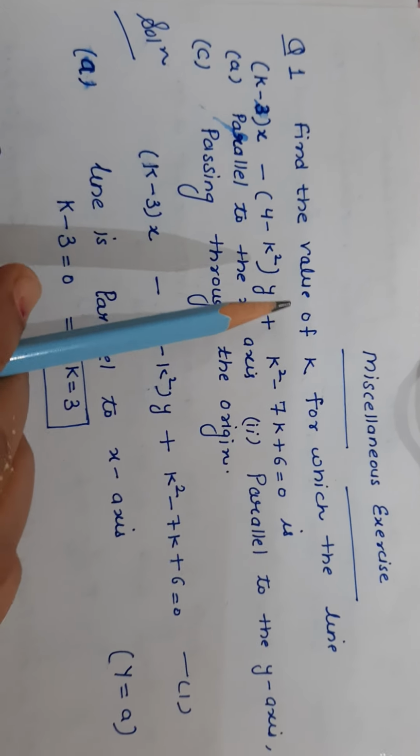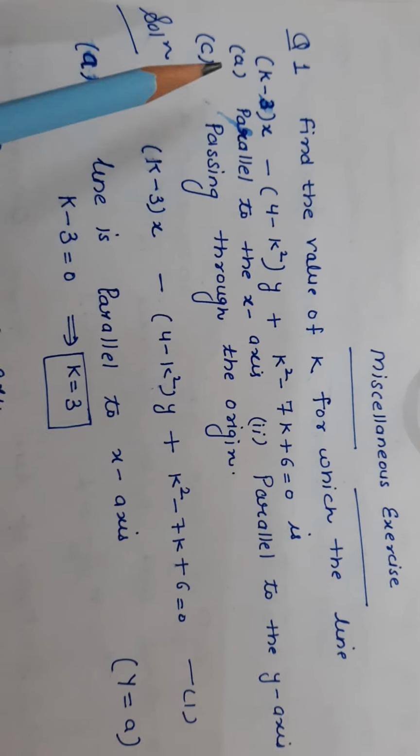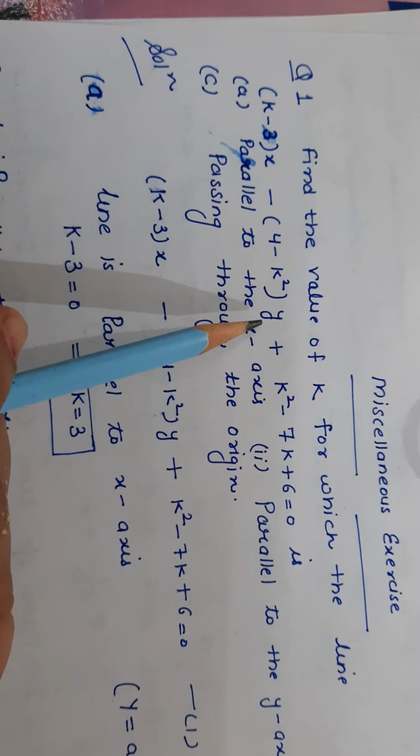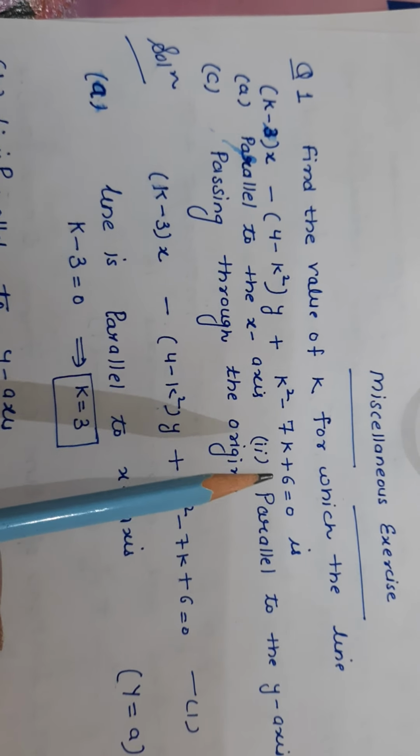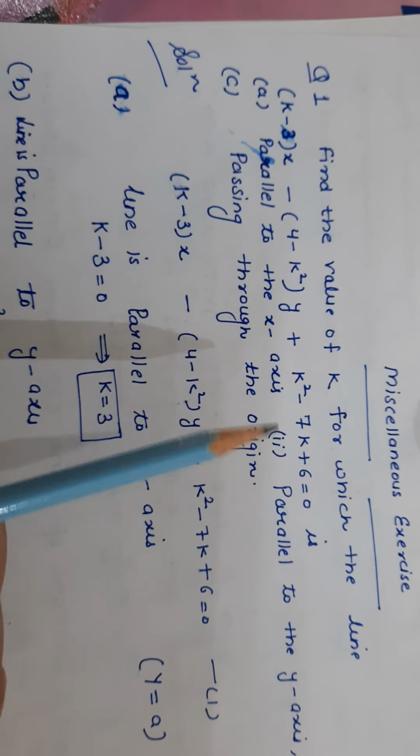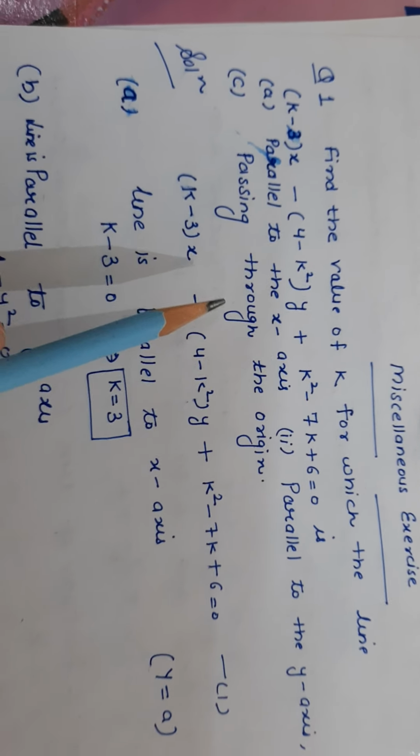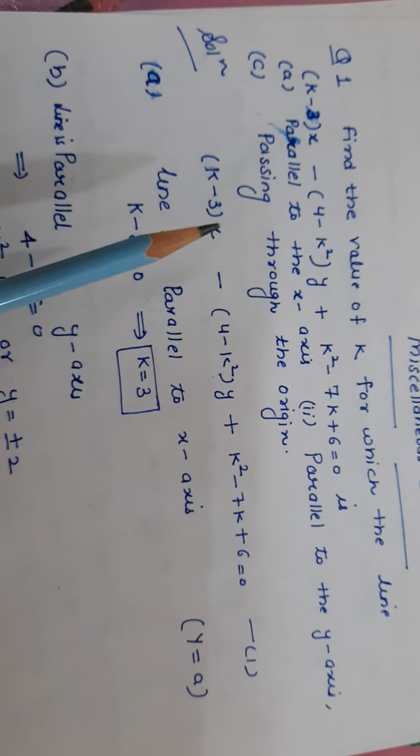First question. Find the value of k for which the line (k minus 3) x minus (4 minus k square) y plus k square minus 7k plus 6 equal to 0 is, first part, parallel to x-axis, second part, parallel to y-axis, third, passing through origin. Now, this is your line.